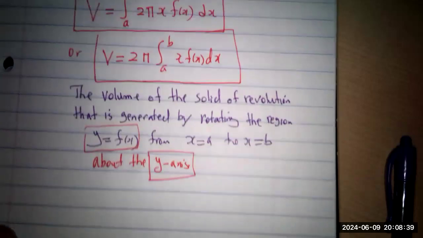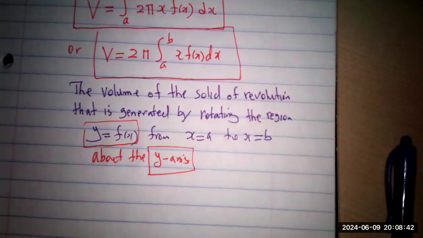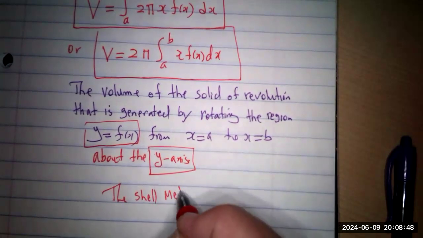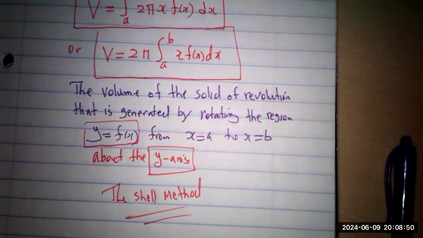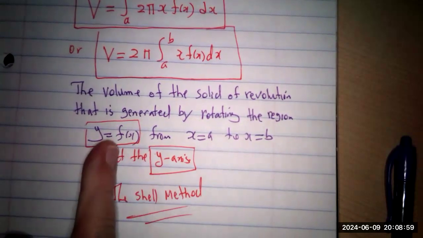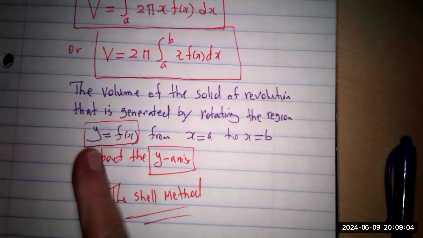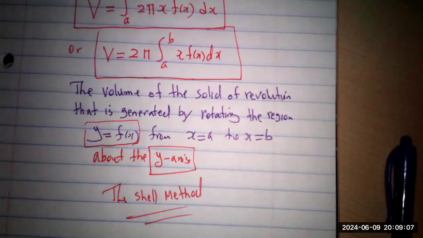When the variables are different, you are going to use the shell method. So you must be careful to use the correct formula. It's very easy to identify. For a solid of revolution, if the variables are different, you're using the shell method. If both of them are the same, x, x or y, y, you're just using the disk method. So that's going to be the formula for the shell method. It can be done also with the area between two curves.